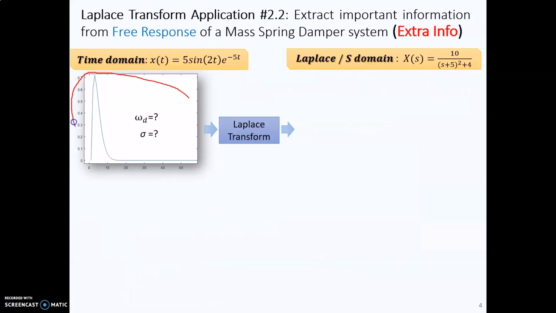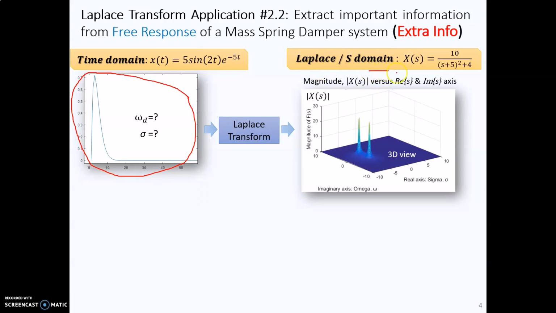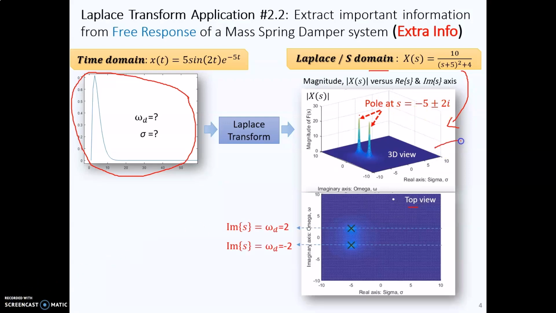If you have some measurement like this, you can use the Laplace transform and convert it to the S domain, or the Laplace domain. Then you can have the magnitude plot, and you will find two peaks indicating the poles, which are s equal to -5 plus minus 2i. If you view this plot from the top view, you will see the poles are located at omega d equal to 2 and omega d equal to -2 on the imaginary axis, and your real part at sigma equal to -5. The pole is indicated by the x symbol.